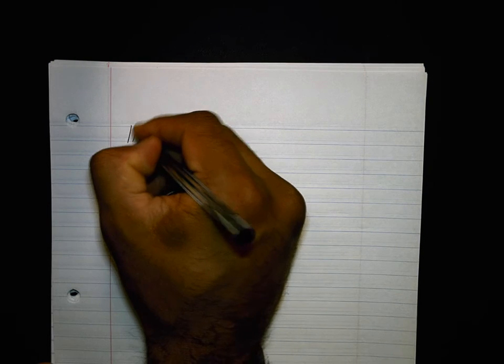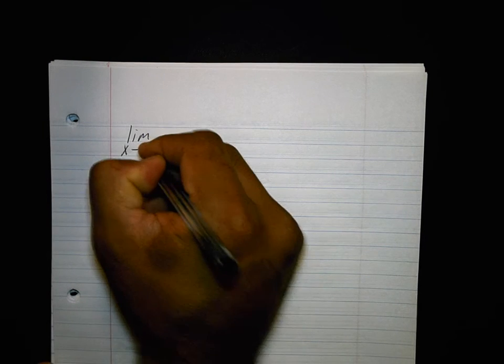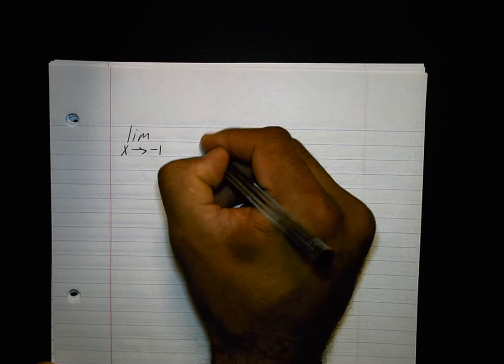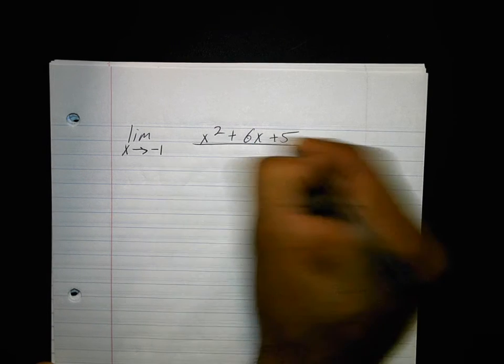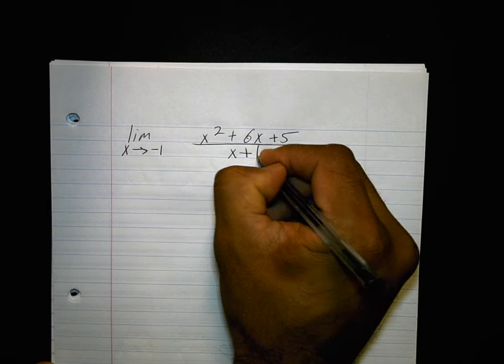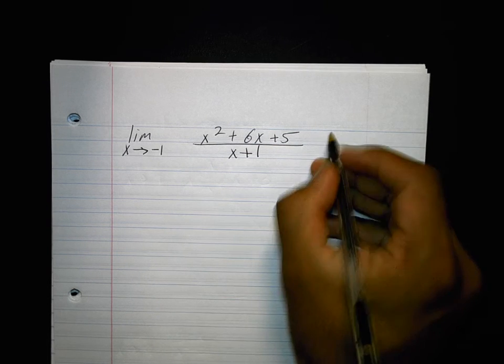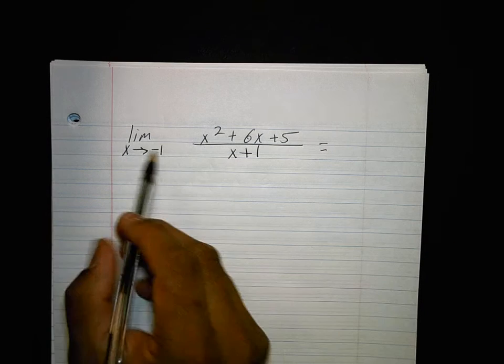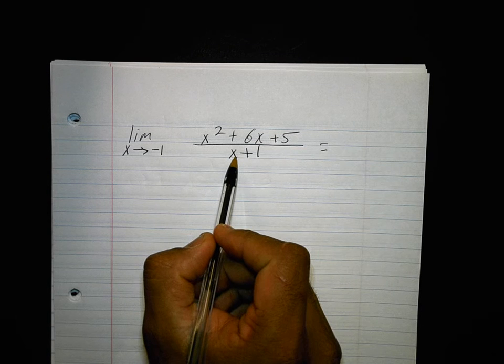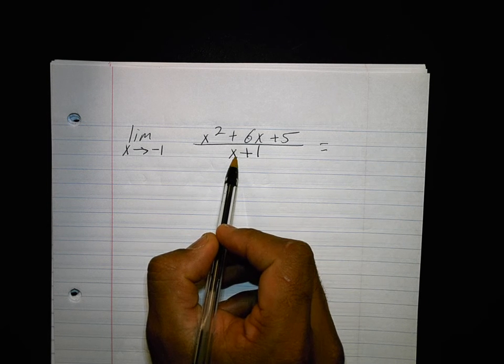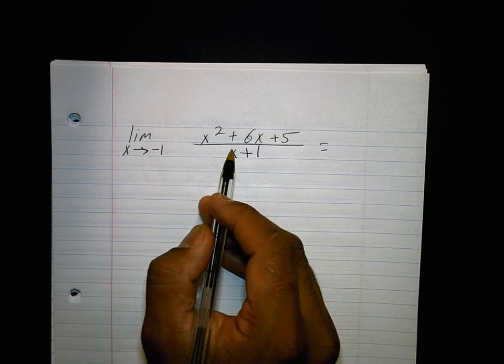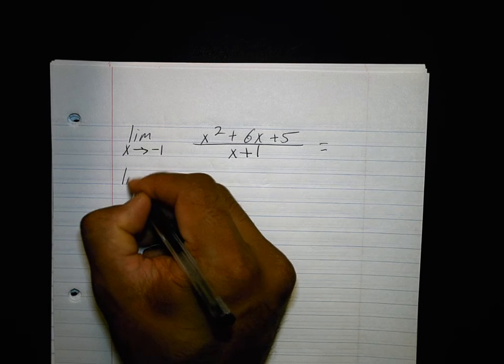So if I say, what is the limit as x approaches -1 for x squared plus 6x plus 5 all over x plus 1? So first things first, try to do my direct substitution. So what I'm going to do is I'm going to plug in a -1 right there, and it's going to give me 0. -1 plus 1 is 0, so it's not going to work. So what I'm going to have to do is factor it and see if I can get it to simplify.